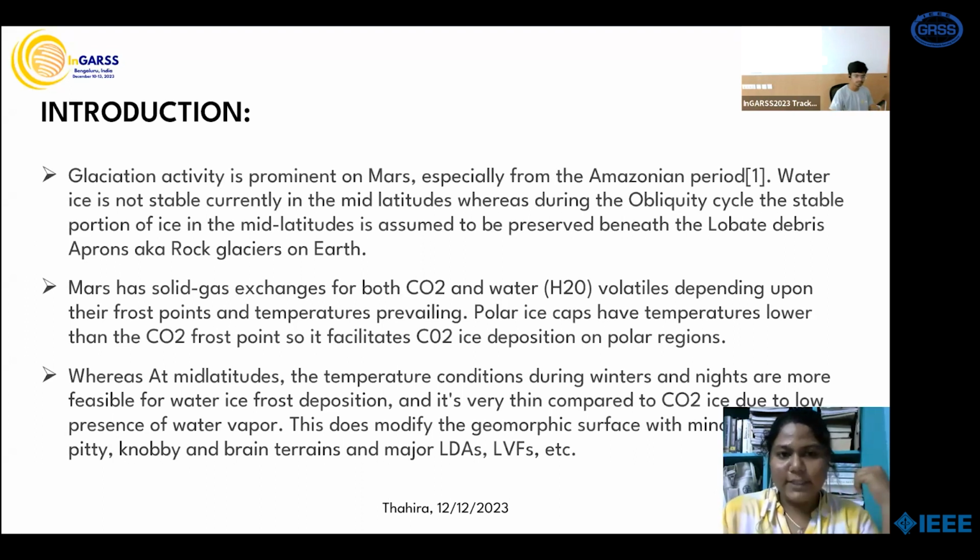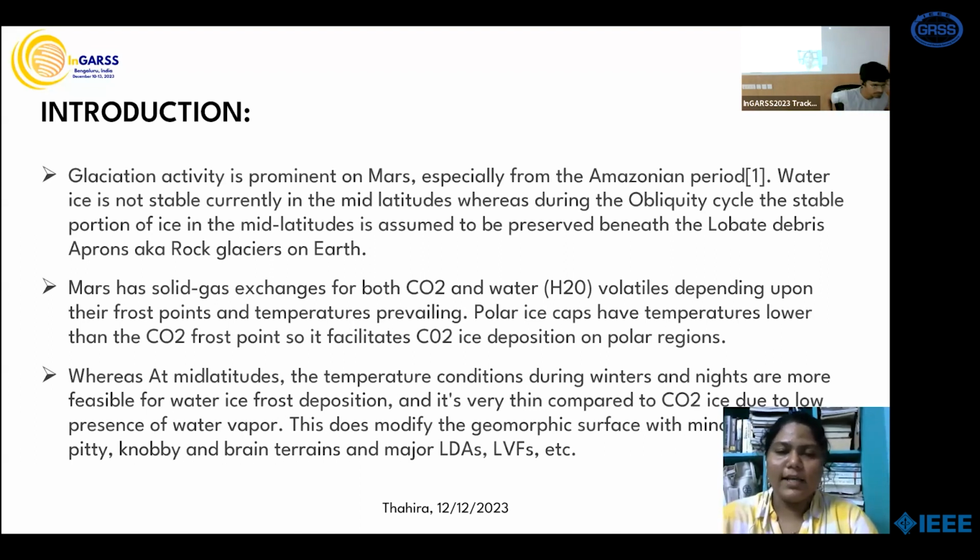So the glaciation activity was prominent on Mars, especially from the Amazonian period, and this water ice is not stable currently in mid-latitudes. During the obliquity cycle, the stable portion of the ice which was present in the mid-latitudes is assumed to be preserved beneath the lobate debris aprons, also known as rock glaciers on Earth. So this ice deposition keeps on varying depending upon the obliquity cycle and the seasonal variation in the axial tilt of the planet Mars. Now this Mars has solid-gas exchanges for both CO2 and water H2O volatiles, depending upon their frost points and the temperatures prevailing.